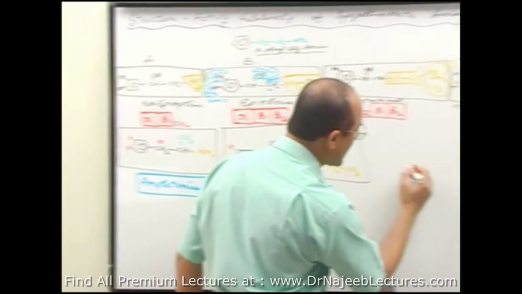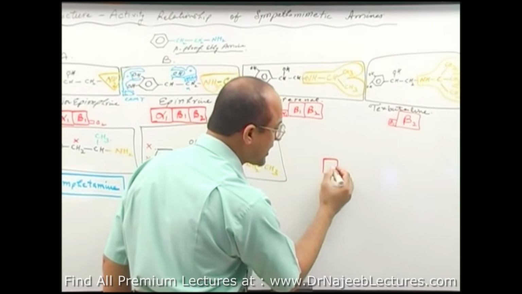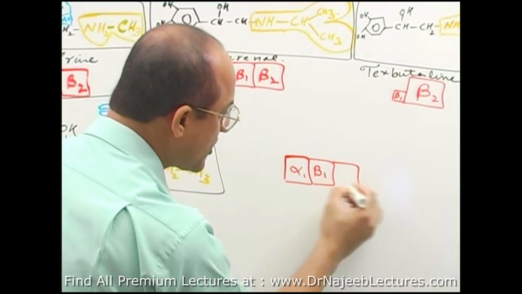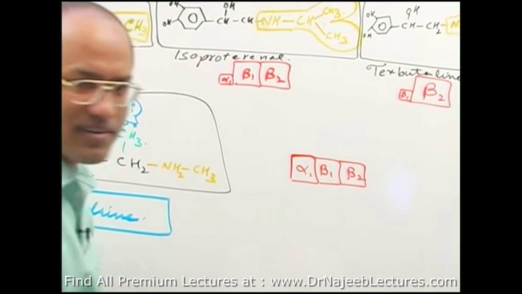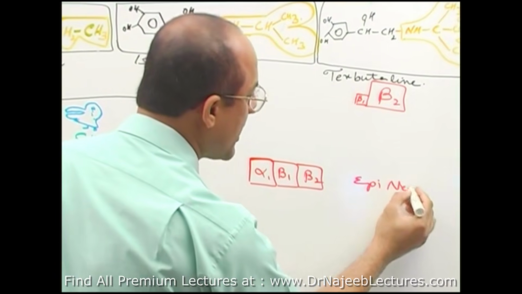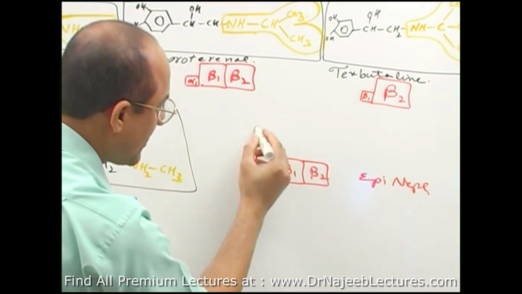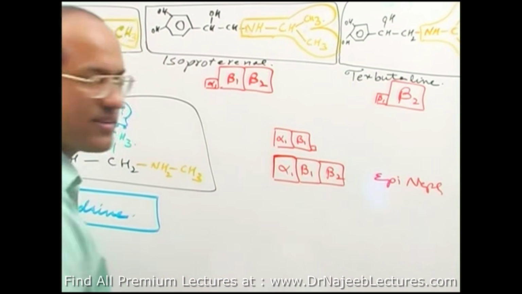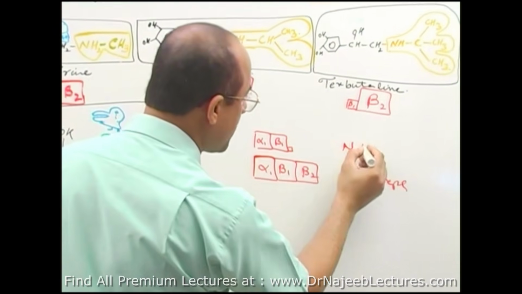The profile of the drug is, there is a sympathomimetic catecholamine which has equal alpha 1 action, beta 1 action and beta 2 action. What is the drug? Epinephrine. Very good. There is another drug. It has a strong alpha 1 and beta 1 action, but beta 2 is very little. This is norepinephrine. Very good.